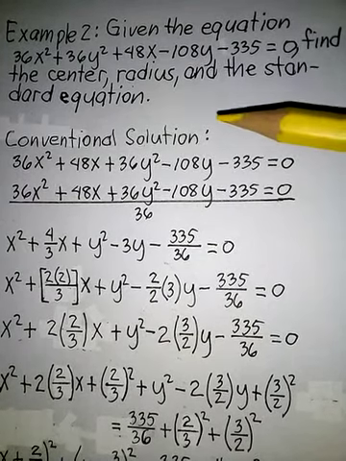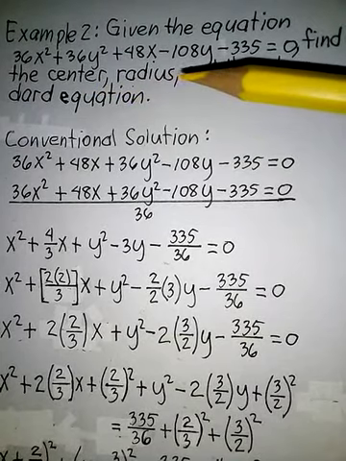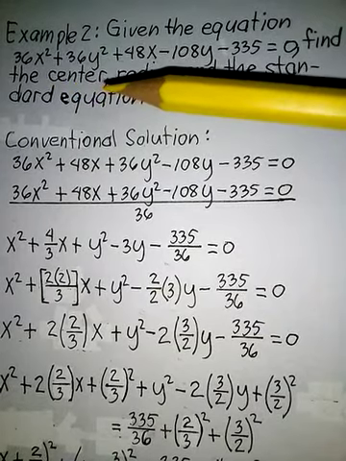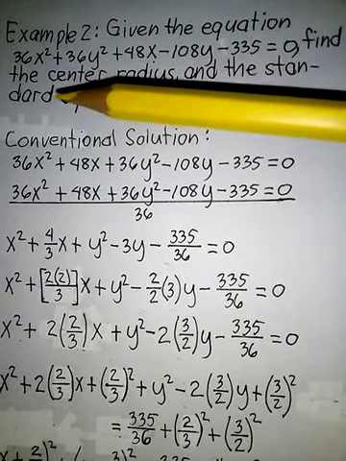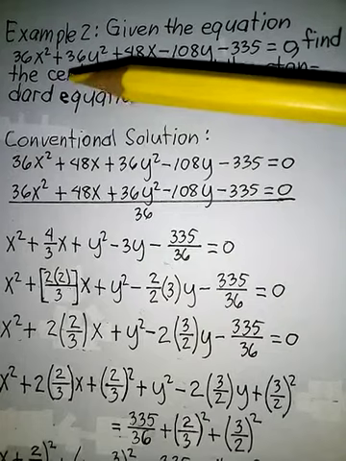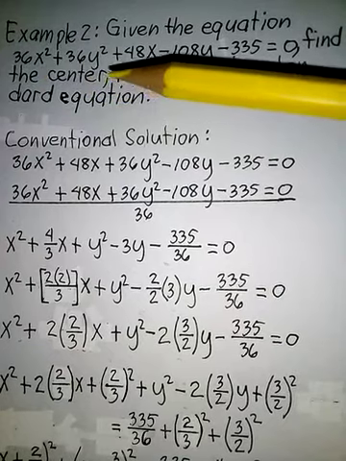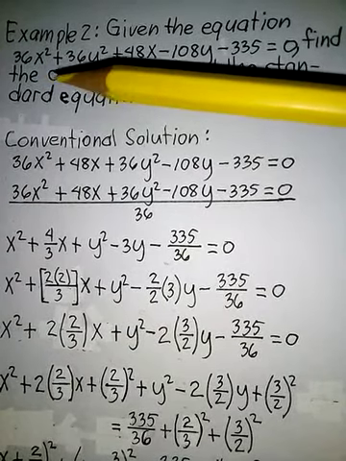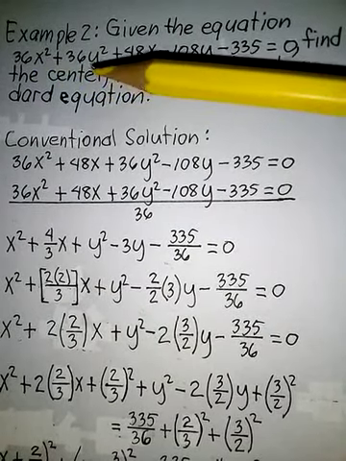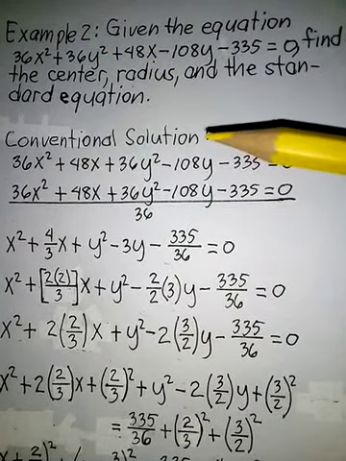So first, let us examine if this is really an equation of a circle. First, there must be a presence of x squared and y squared. Okay, check. And second, they must have a similar sign. They can be both positive or both negative. So they have similar sign. They are both positive. And the third one is that they should have the same coefficient. So x squared and y squared have the same coefficient. Okay. So let's first use the conventional solution.